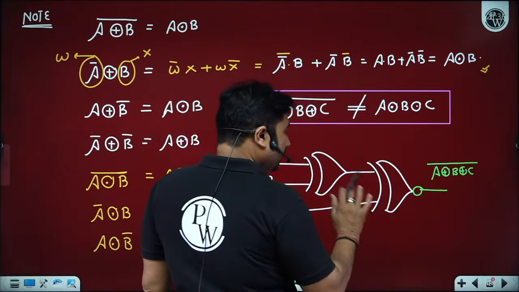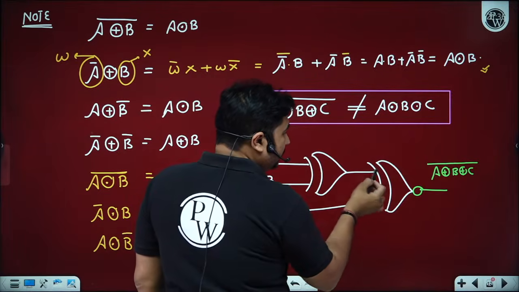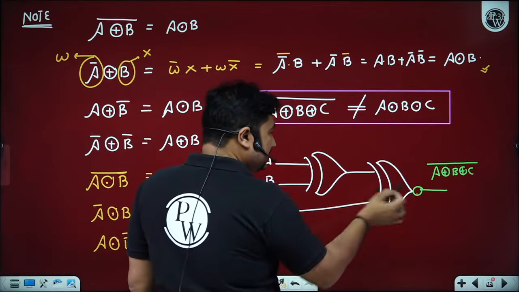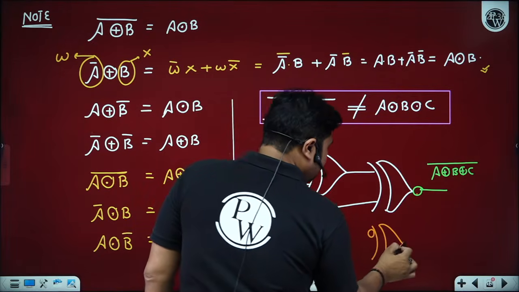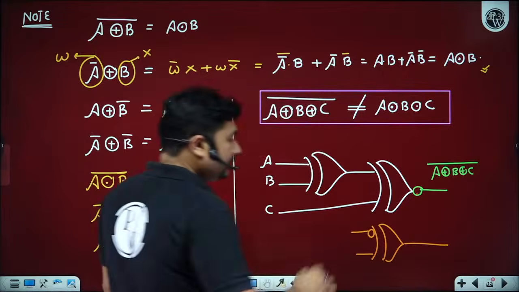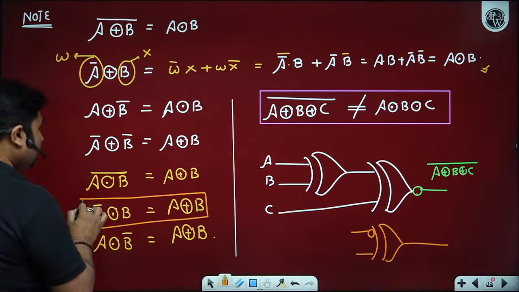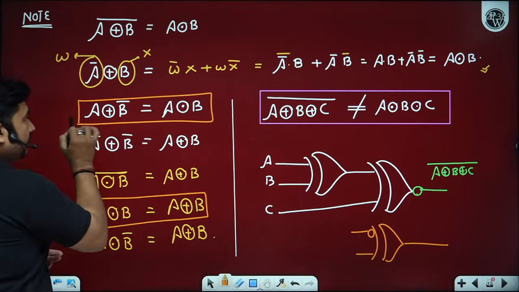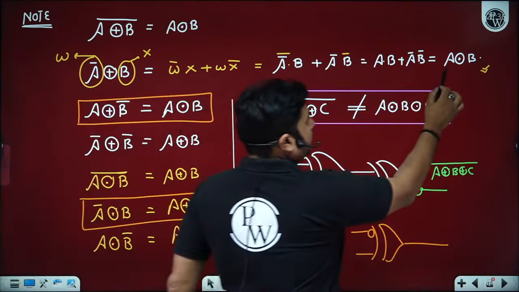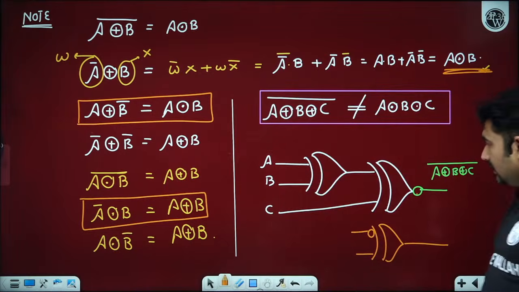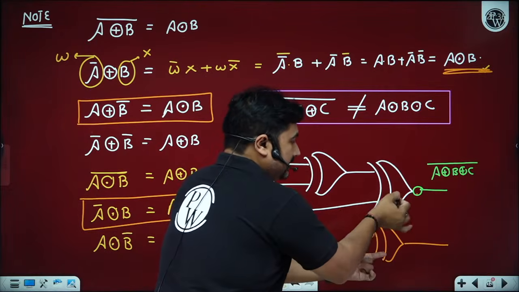Why am I saying this? If someone is thinking, sir, can we put this bubble here? Yes, you can put the bubble here as well. Then also it will remain an XNOR gate only. If we put a bubble on any one of the inputs, it will remain an XNOR gate only. Is it okay? Yes, sir. So can I put this bubble here? Then also things will remain the same. I can replace this gate with this symbol.